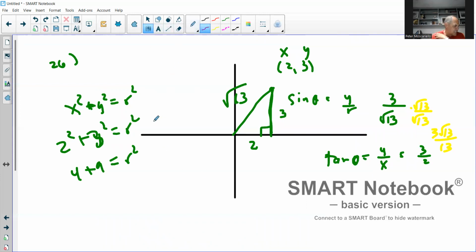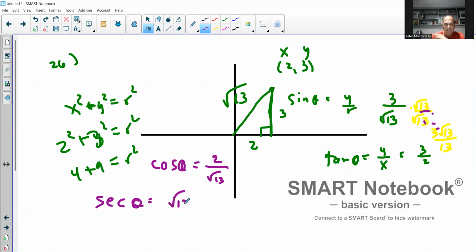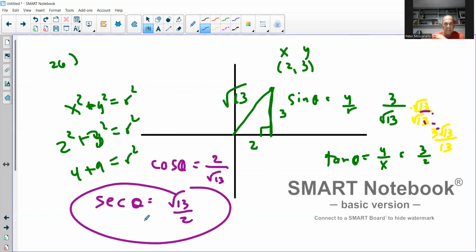And how about secant? All I know about secant is find cosine and flip it. So cosine is x over r, 2 over root 13. But before I rationalize it like this over here, don't, because they're going to flip it anyway for secant, and there you go. That's secant.